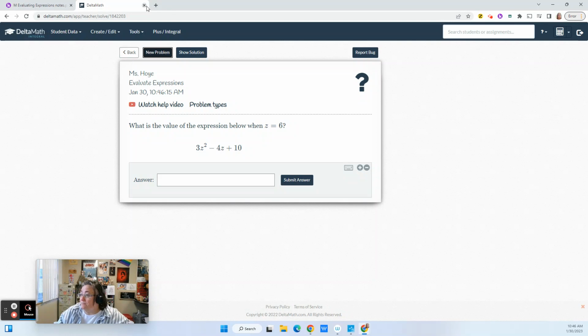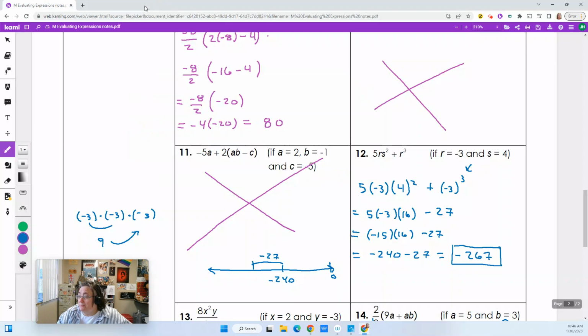But I don't think you'll have any trouble with the Delta Math. I think it's actually simpler than the note sheet itself. I think your Delta Math is a lot easier than that. So I think that you should do okay with it. But if you get hung up on it, don't hesitate to ask those questions.